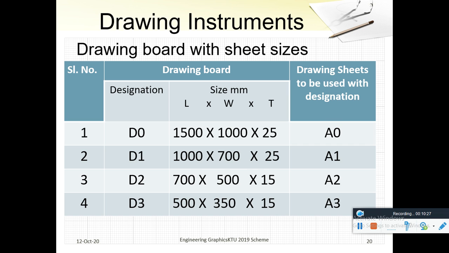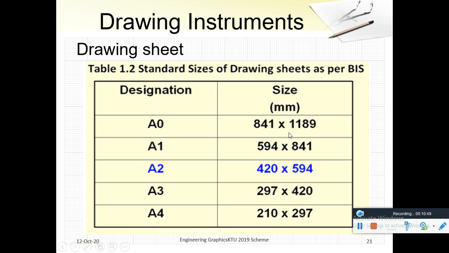It shows the designation of drawing boards to be used with the drawing sheets. Drawing board sizes are designated as D0, D1, D2 or D3. The paper sizes for this are A0, A1, A2 and A3. The drawing sheet sizes are designated as A0, A1, A2, A3 and A4. Usually for classworks, A2 size drawing sheets are used.